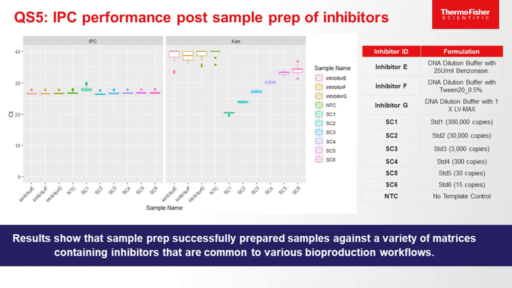We monitored the CT of the IPC and the kanamycin target genes in a variety of different matrices that included benzonase, detergents, and cell culture media post-sample prep. These matrices are representative of highly inhibitory substances commonly found in bioproduction workflows. The robustness of the IPC CT values is indicative that our kanamycin assay performs well even in the presence of common inhibitors.